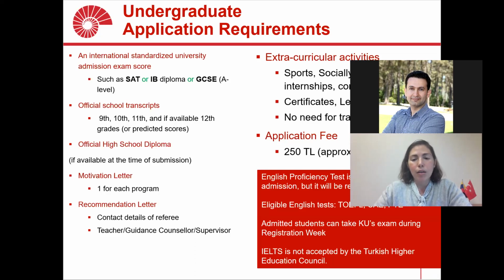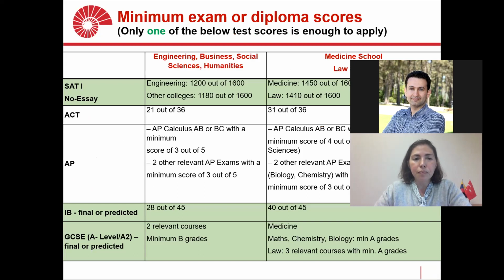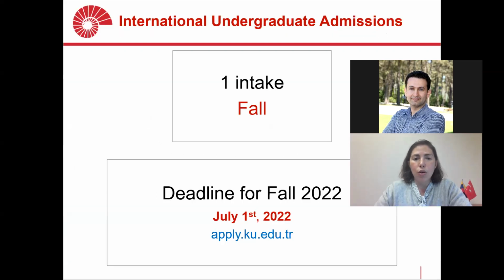IELTS is not accepted by the Turkish Higher Education Council for admission to universities in Turkey. But again, if you have already taken it and have your test score and the report and it's above 6.5, you can also include it as an additional information element of your application. Here you can see the minimum scores for each of the standard test scores or diploma types that I mentioned briefly. And of course, all of this information is available on our website so that you can check it in more detail and see if you meet those minimum requirements or not.